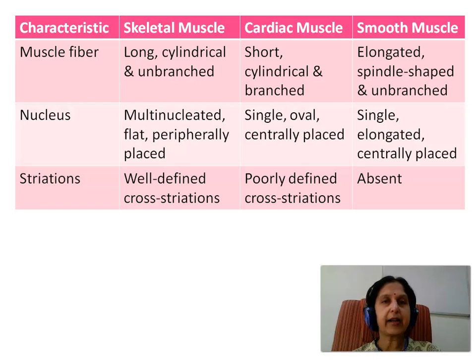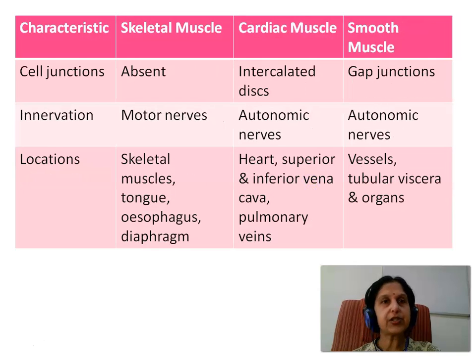Striations are well-defined cross striations in skeletal muscle. These are poorly defined cross striations in cardiac muscle, and striations are absent in smooth muscle fibers. Cell junctions are absent in skeletal muscle. They are seen as intercalated discs in the cardiac muscle, and they are seen as gap junctions in the smooth muscles. Innervation of skeletal muscle is done by motor nerves, while for cardiac muscle and smooth muscle it is done by autonomic nerves.